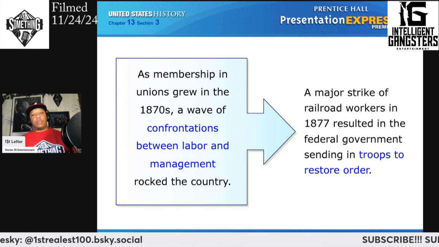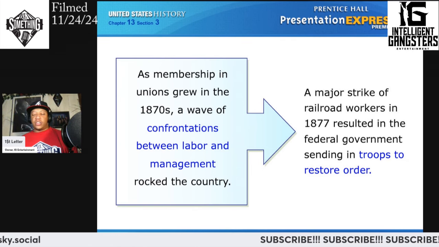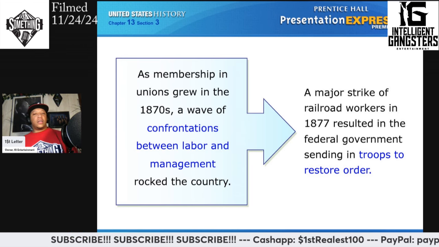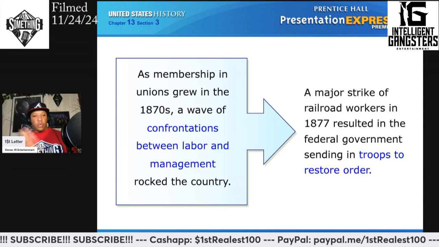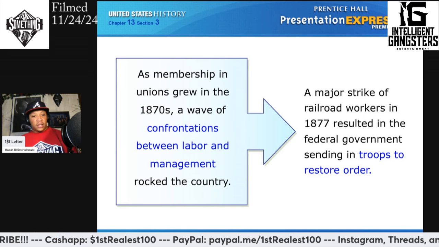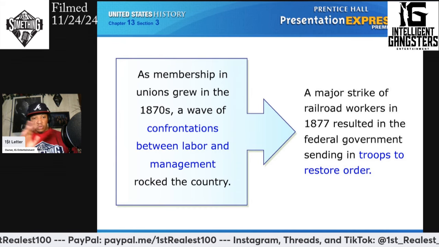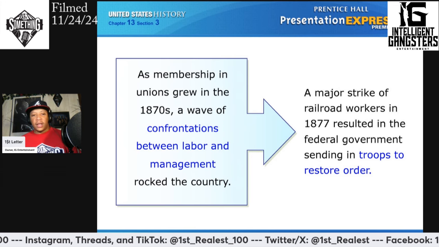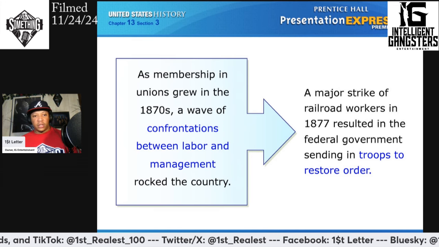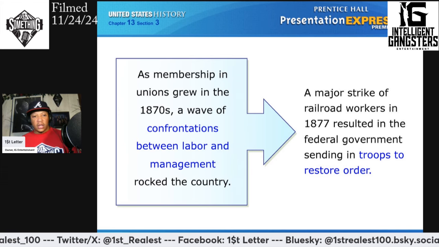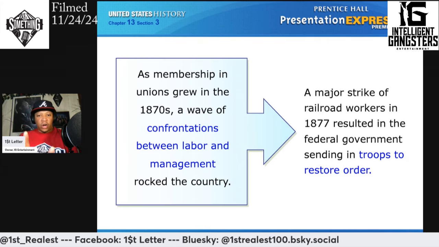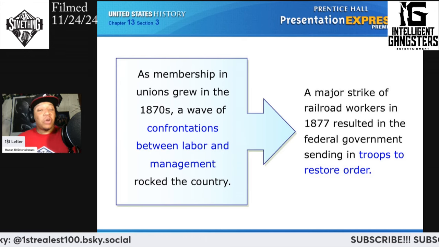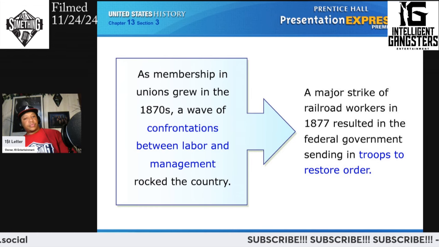Now, I want y'all to pay attention to this. On these next series of slides, you're going to see confrontations between labor and management, between workers and the business owners, the people doing the work and the rich folk. And in the late 1800s, you're going to mostly see the government taking the side of management, the rich, the business owner. Look at this example. A major strike of railroad workers in 1877 resulted in the federal government sending in troops to restore order. Okay?